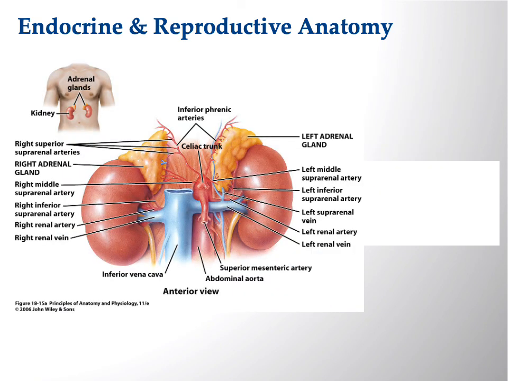And then here, looking at, again, just the adrenal glands. We have the kidneys, the adrenal glands sitting on the top, the renal arteries and the renal veins. You still have to know the arteries and veins. So we'll pick this up again in the second of the endocrine and reproductive anatomy PowerPoints.